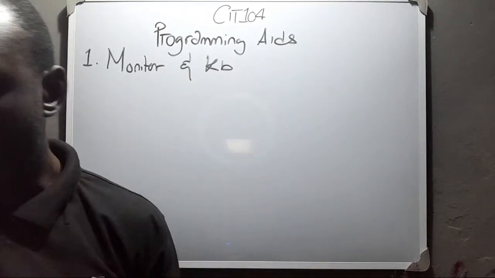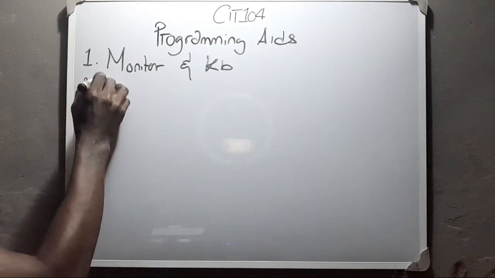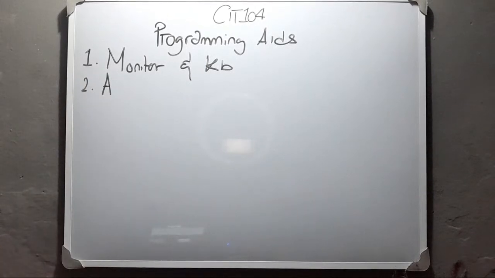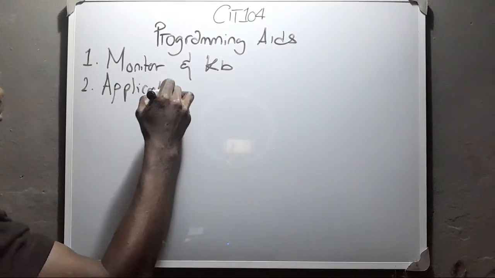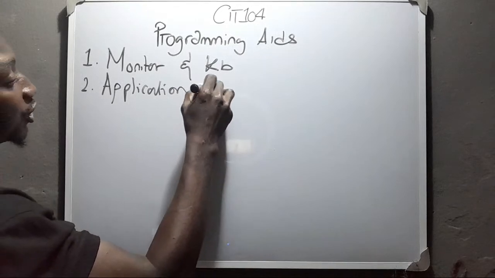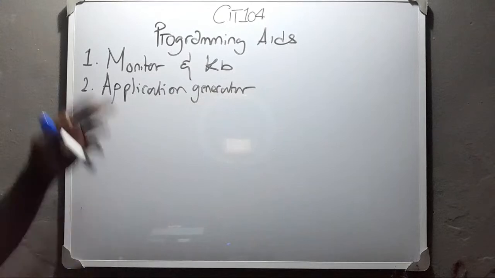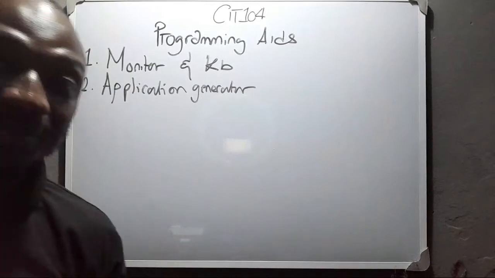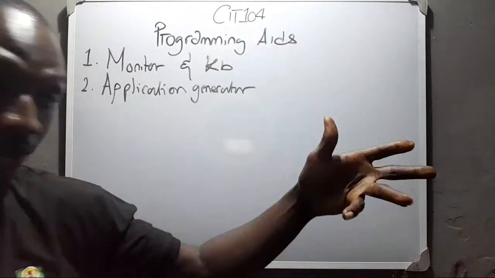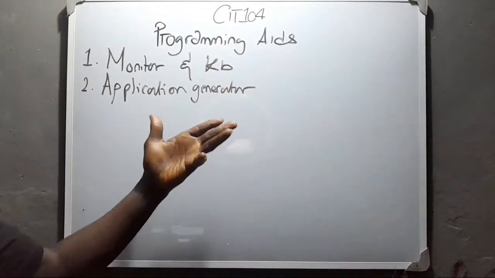Also, we have what is called a program generator or application generator. Now, this as well helps the programmer to generate. It's an application used in generating codes for programs. The program generator is also used in aiding programming.